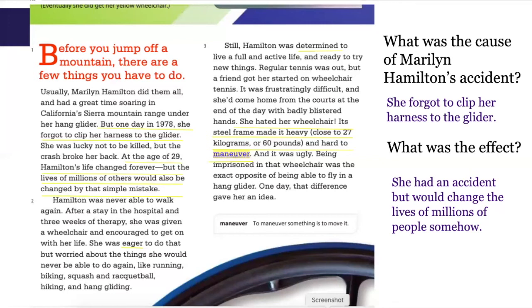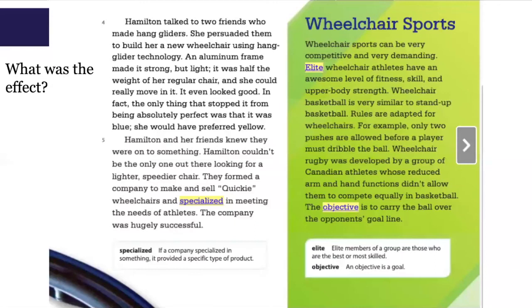Right, it sounds like Marilyn is trapped or kind of stuck there, can't go anywhere. I am also going to underline, "one day that difference gave her an idea," because I think this might be a clue into how her accident changed the lives of others. Let's continue reading paragraphs 4 and 5.